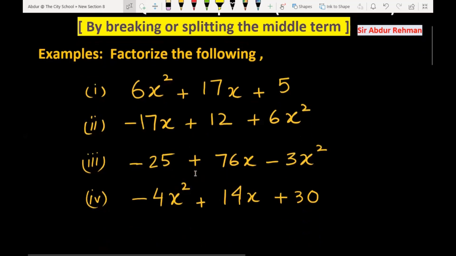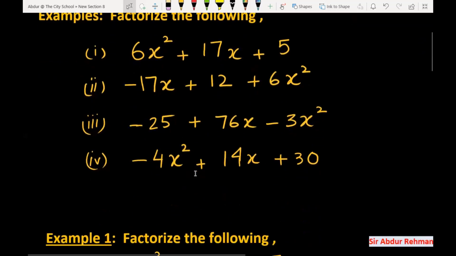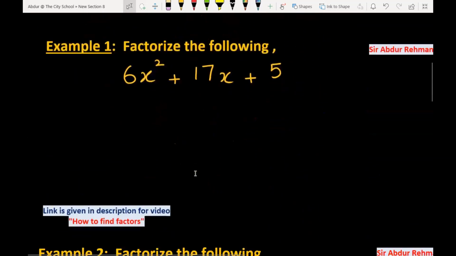Now let's take one example. For example number 1, 6x squared plus 17x plus 5. So factorize the following: 6x squared plus 17x plus 5. In this example, the first step is you have to multiply the coefficient of the first term by the last term. Find out the product. 6 times 5 is 30.